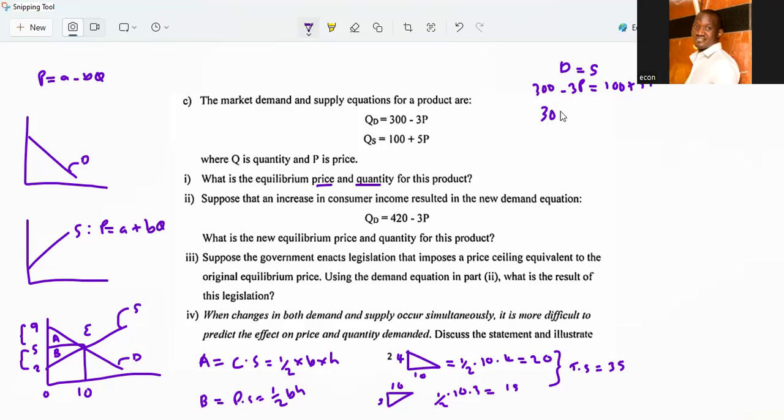So here, 300 minus 100. And here, when this one goes inside, it will add 3p plus what? Plus 5p. So here you're going to have 200. You're going to have what? 8p. So we divide both sides by 8. What do we get as our equilibrium price? Divide 200 by 8. What do we get? 25, right?